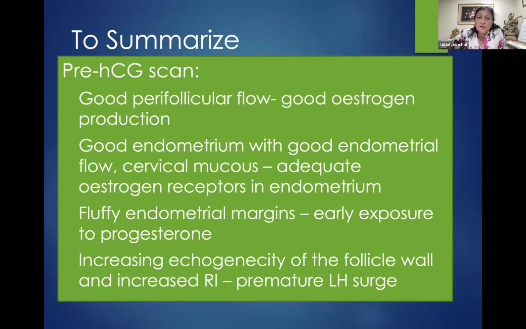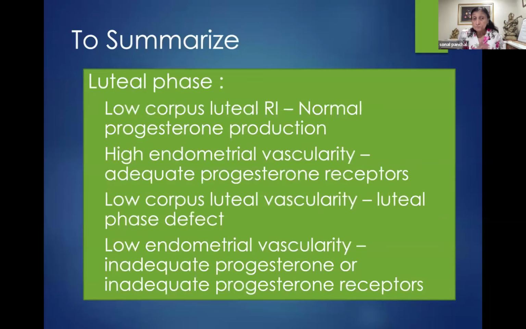Whereas on the pre-HCG scan, good perifollicular flow tells you good estrogen production naturally, therefore inadequate flow tells you inadequate estrogen production. Good endometrium with good endometrial flow and cervical mucus tells you adequate estrogen receptor development in the endometrium. Fluffy endometrial margins tell you about early exposure to progesterone, and increasing echogenicity of the follicular wall and increased RI tell you about the premature LH surge.